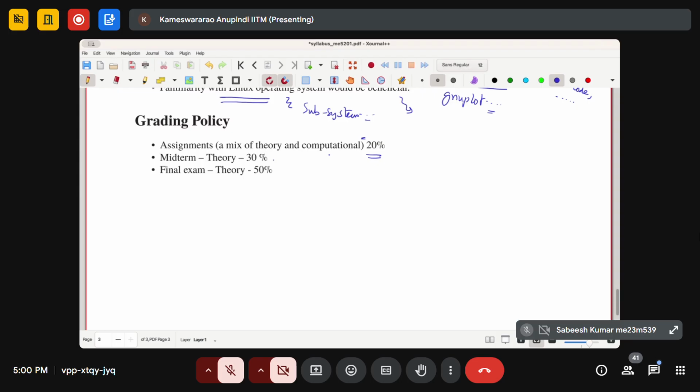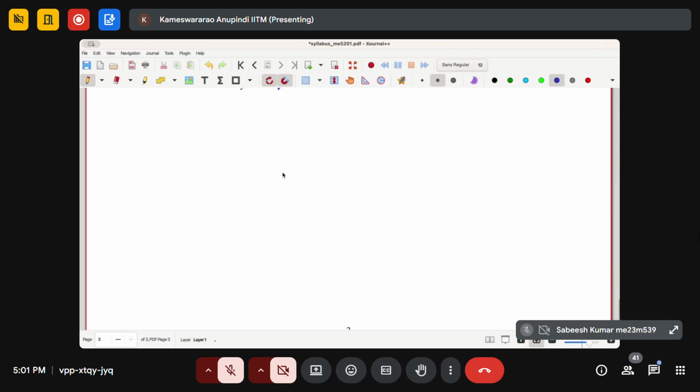Then there will be one midterm exam, which will be on the theory. So you'll do hand calculations, show the algorithm, write the algorithm and so on. That is going to be for 30% of the credit. And then there'll be a final exam, which will be for 50%. So together we have 20%, 30%, and 50%.